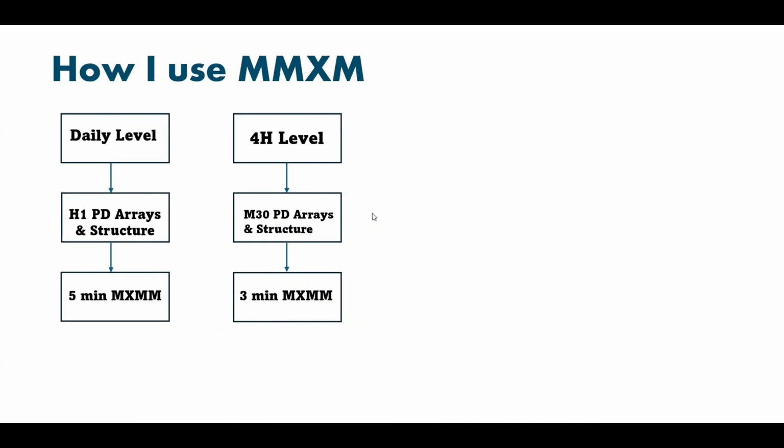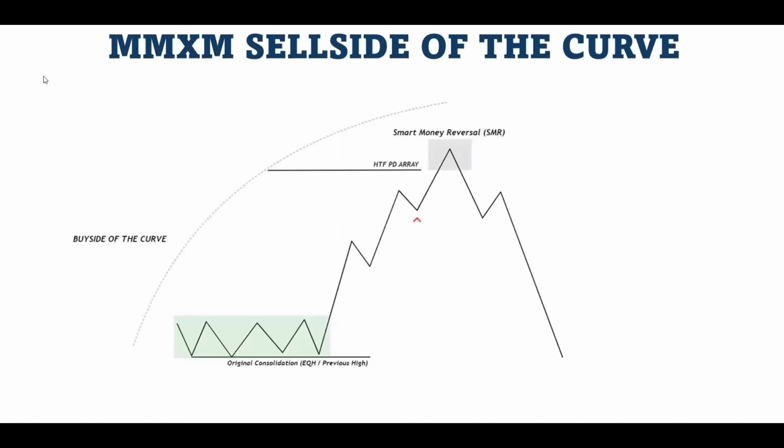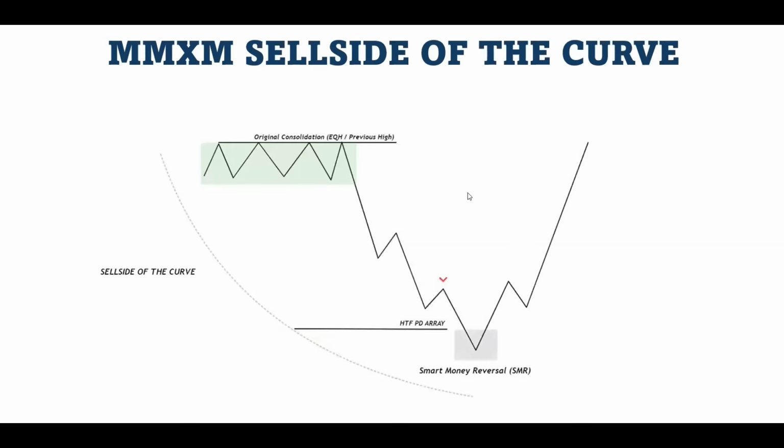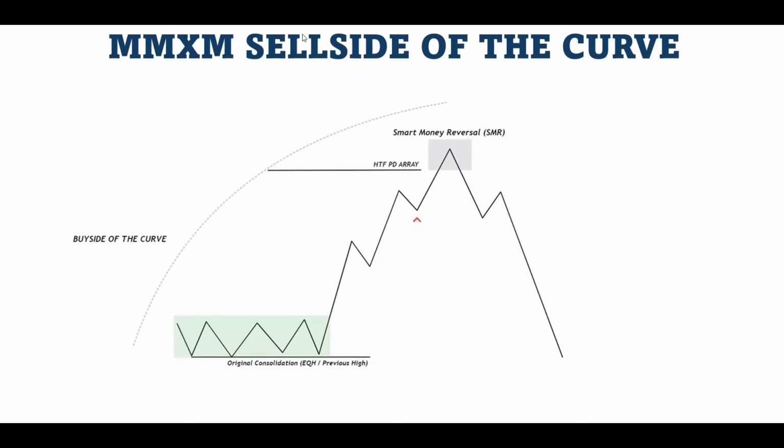I want to see the 30-minute candle be a displacement candle, same as the 4 hour candle. Watch this, market maker sell side of the curve. So you have buy side of the curve, right? So I messed up on my part. This is the buy side. So just, I got you. Buy side of the curve, right? This is the buy side.